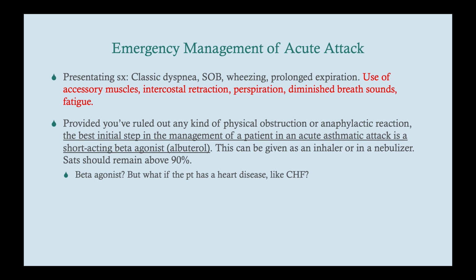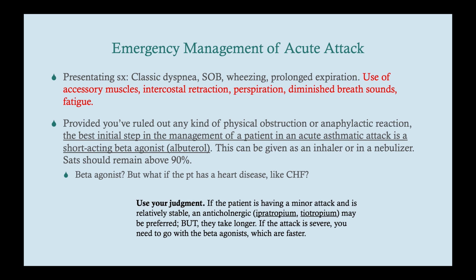So a beta agonist, but what if the patient has a heart disease like congestive heart failure? In that case, you need to use your judgment. If the patient is having a minor attack and is relatively stable, an anticholinergic may be preferred, but remember that they take longer. So if the attack is severe, you need to go with the beta agonist. But if the patient's just having a minor attack, then you can use something like ipratropium or tiotropium. Just remember that it takes a little bit longer. So you kind of have to balance the two things out. It really is a judgment call.